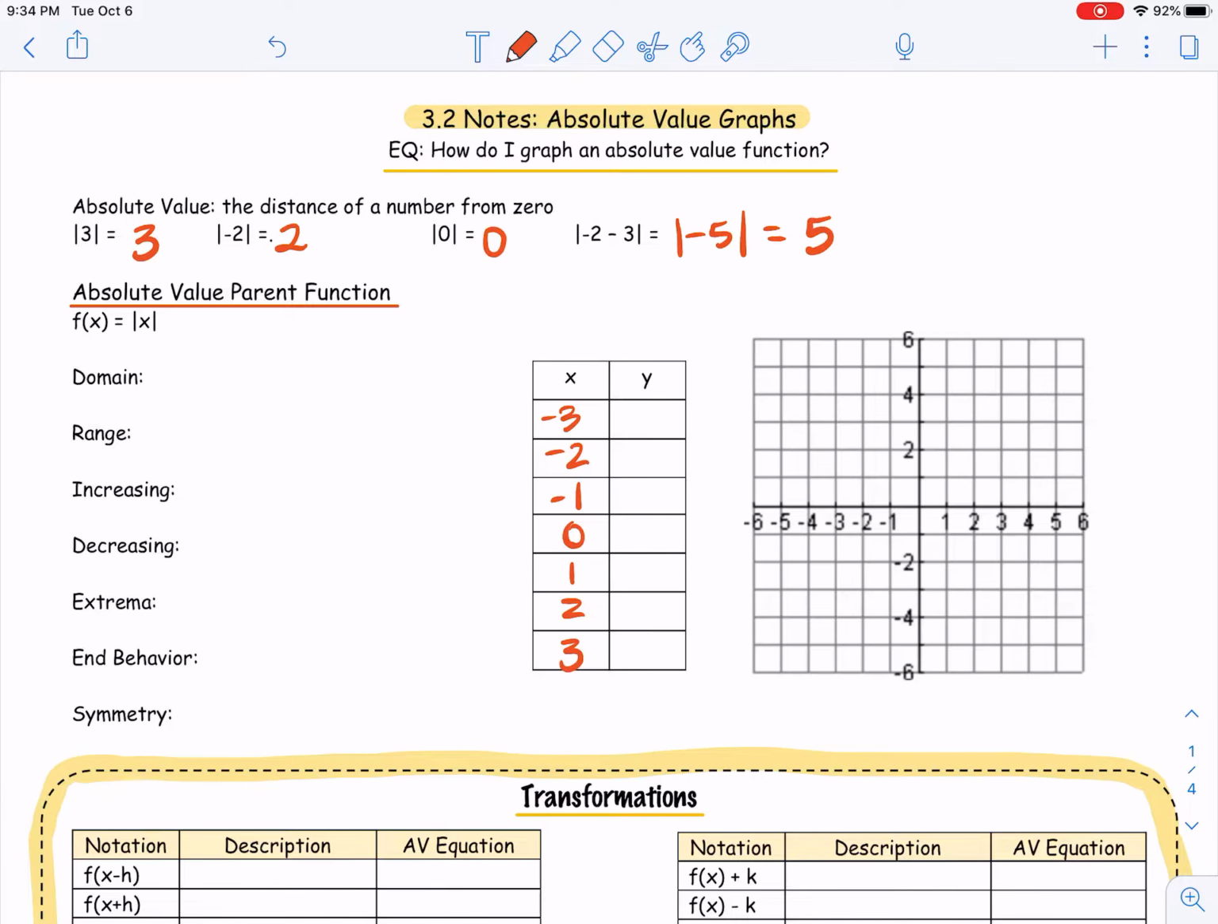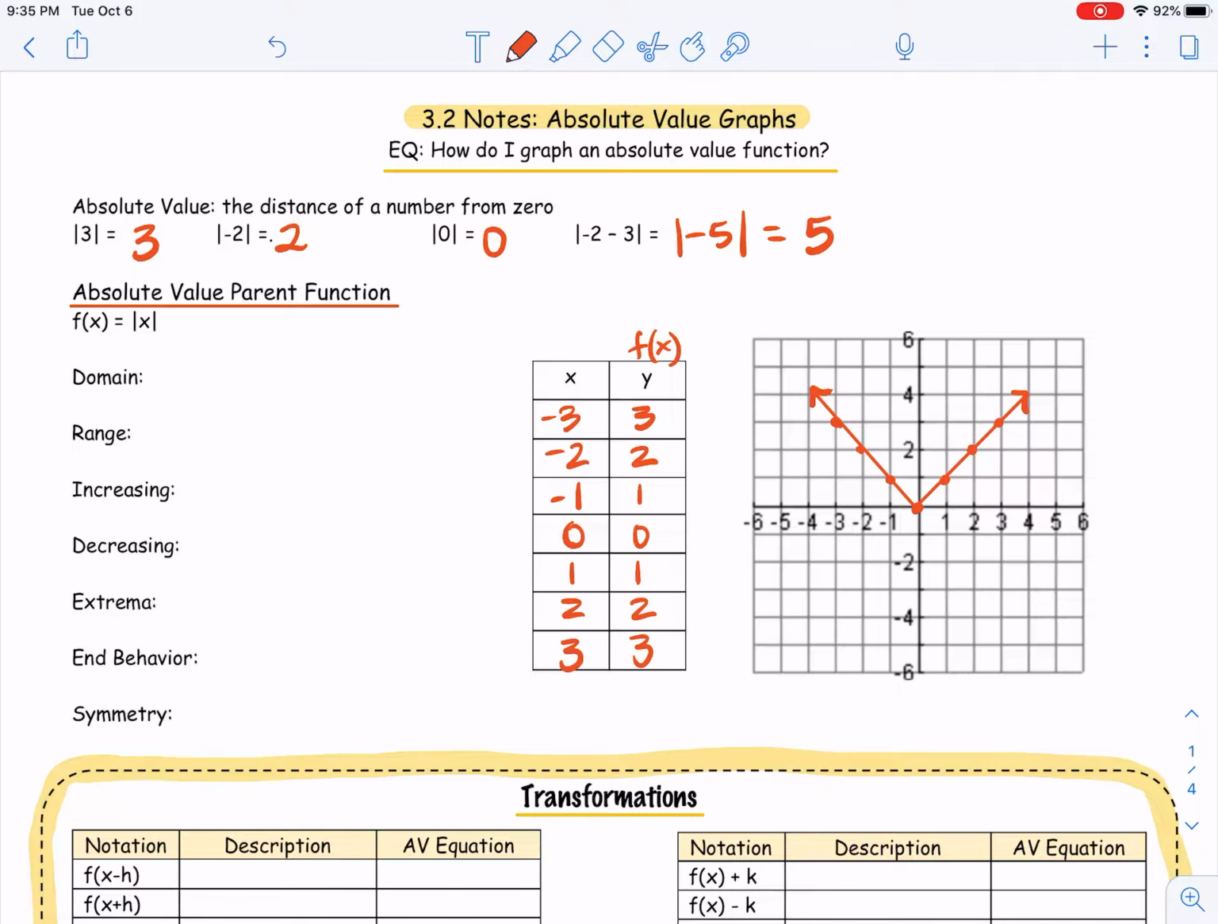So if I'm plugging in those values of x into this function, remember y is our f(x). The absolute value of negative 3 is 3. The absolute value of negative 2 is 2. Absolute value of negative 1 is 1. And then we would have 0, 1, 2, 3, and so on. So if I plot those points, I'm going to get a picture of my absolute value parent function. I know that you have all seen this graph before. It looks like a V. Its vertex is at the point (0, 0).